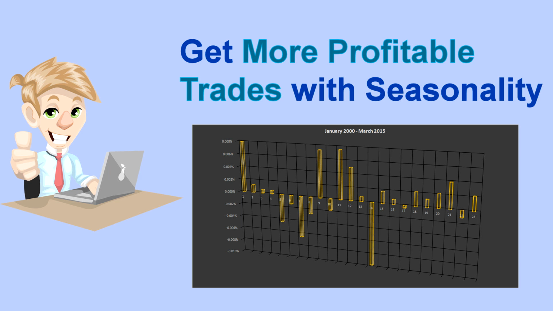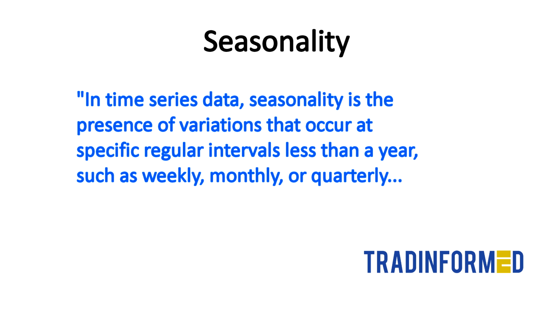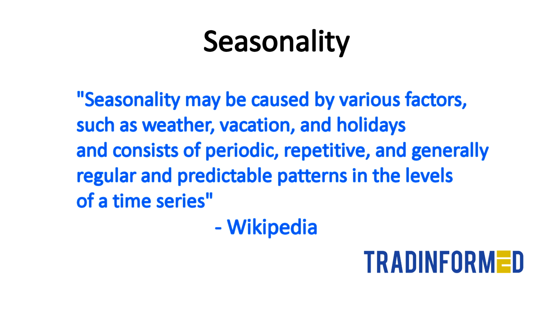So what does Wikipedia say about seasonality? In time series data, seasonality is the presence of variations that occur at specific regular intervals less than 1 year, such as weekly, monthly, or quarterly. Seasonality may be caused by various factors, such as weather, vacation, and holidays, and consists of periodic, repetitive, and generally regular and predictable patterns in the levels of a time series.